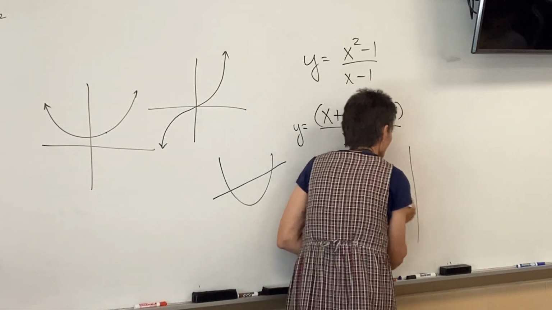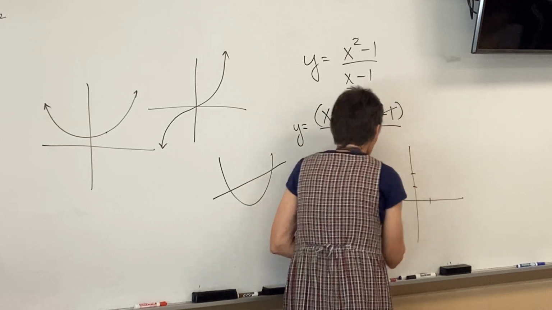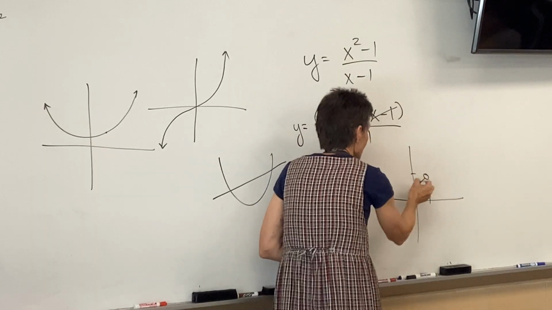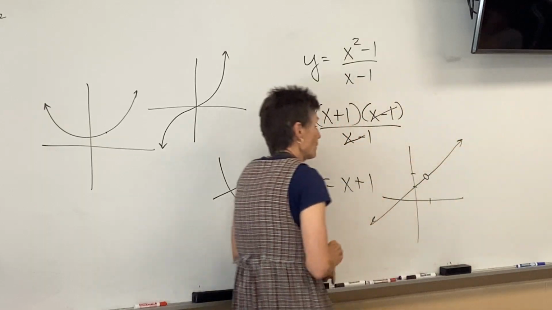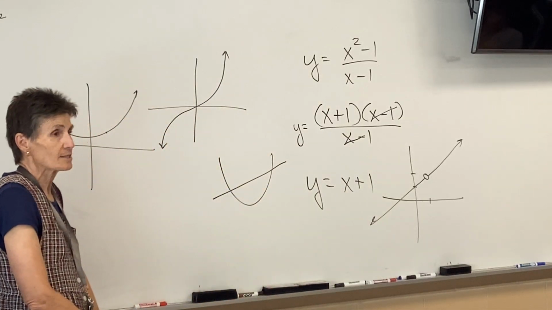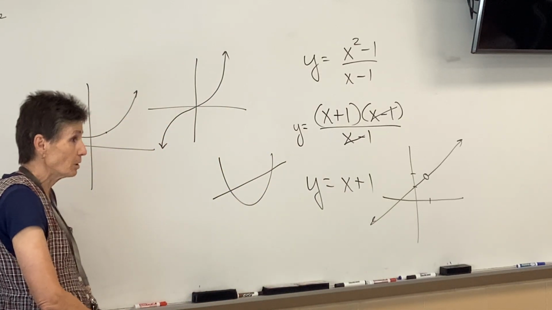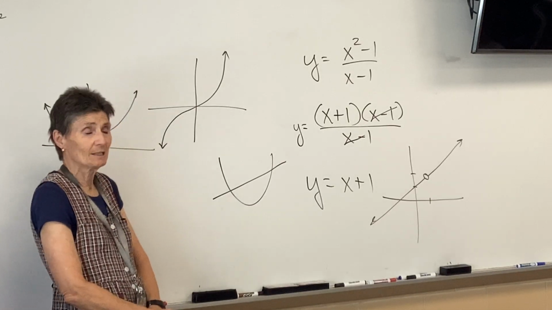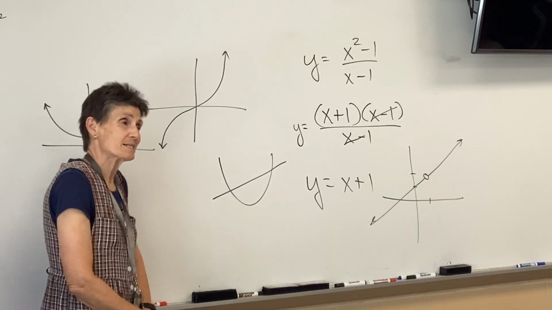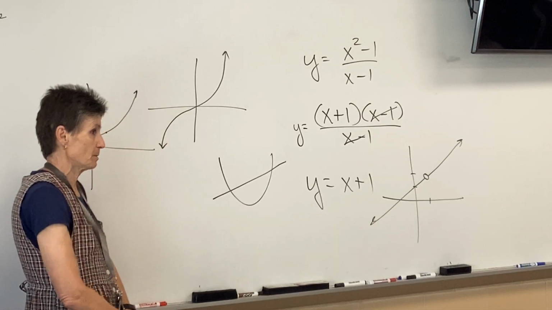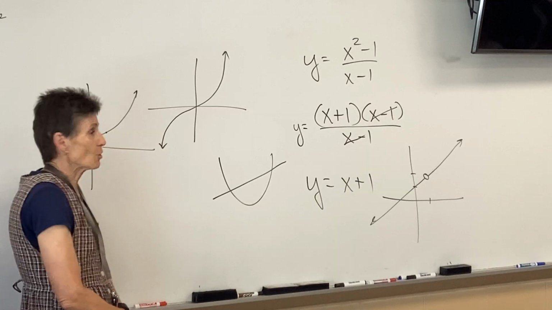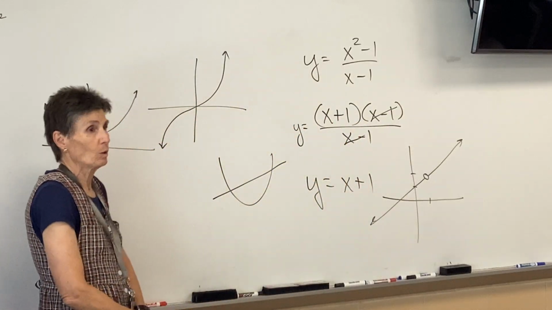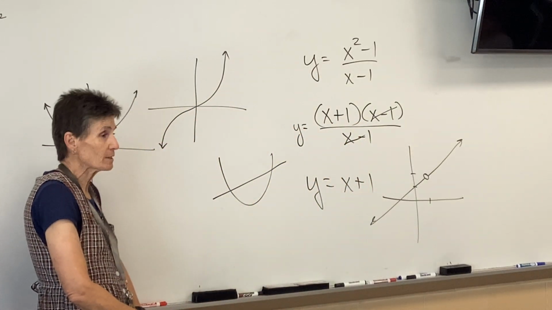When you have a removable discontinuity, you can go ahead and put 1 in and get 2, but it's an open dot in the picture. So a removable discontinuity is a hole in the graph. It's still a discontinuity. It still makes me lift my pencil, but it's not as serious as the non-removable ones. So if you can factor and cancel, you're going to have a hole in your picture. If you can factor and cancel, you'll have a hole.